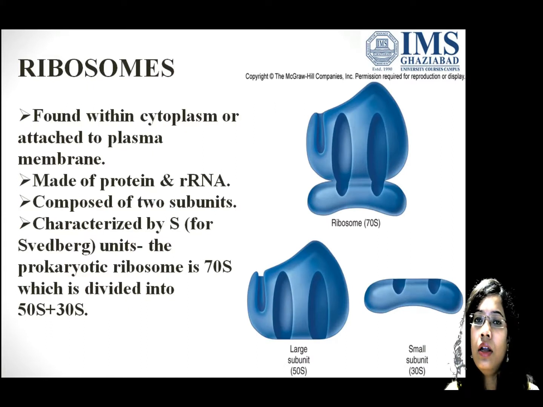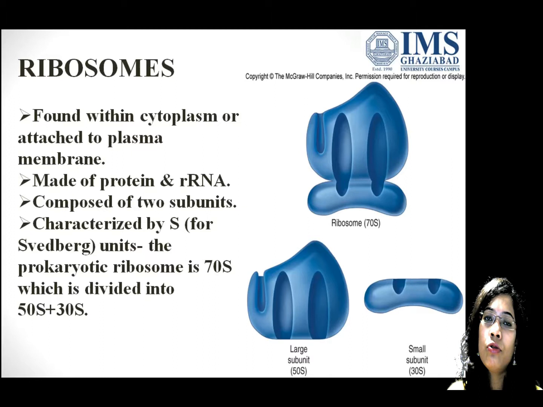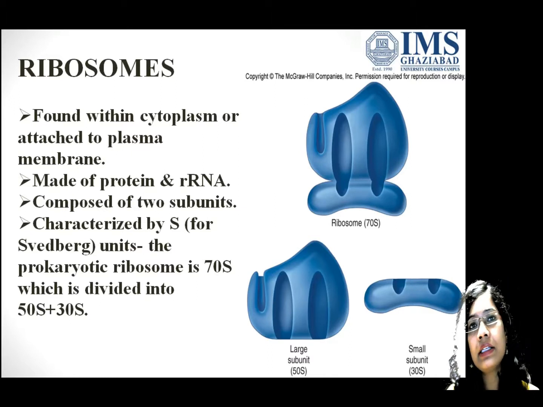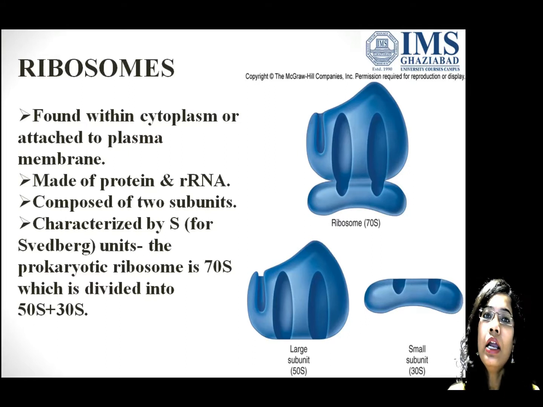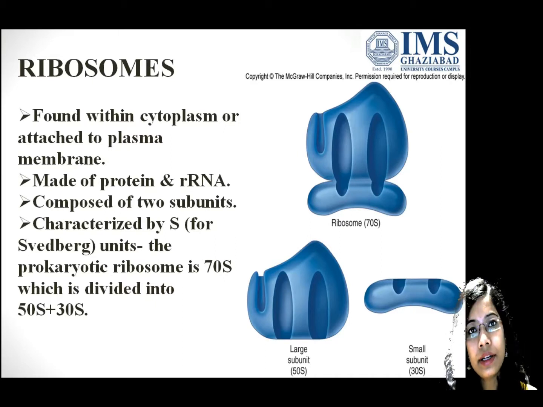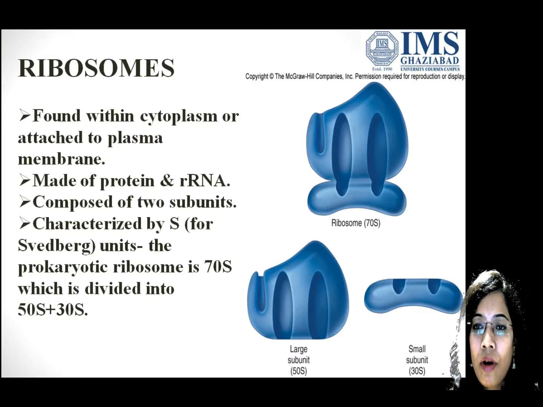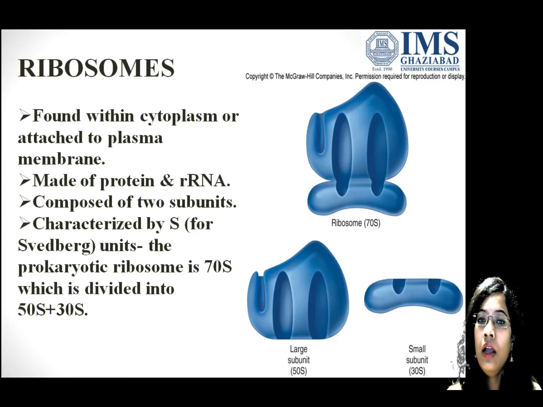Now comes the ribosome. There are two types of ribosomes you have studied, 70S ribosome and 80S ribosome. 70S ribosomes are present in prokaryotic cells and 80S ribosomes are present in eukaryotic cells. 70S ribosomes are divided into two subunits, one larger and one smaller. The larger one is 50S and the smaller one is 30S, which are again subdivided into 23S, 16S, etc. These ribosomes can be found within the cytoplasm or attached to the plasma membrane. They are made up of protein and ribosomal RNA.